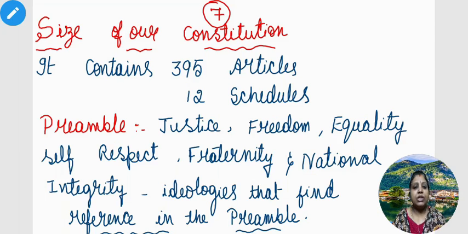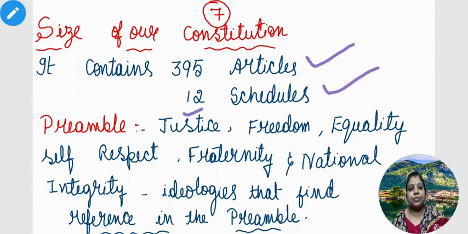Now I will review the points we have discussed today. The size of our Constitution: it contains 395 articles and 12 schedules. We started discussing the preamble. The preamble includes justice, freedom, equality, self-respect, fraternity and national integrity, the ideologies that find reference in the preamble.